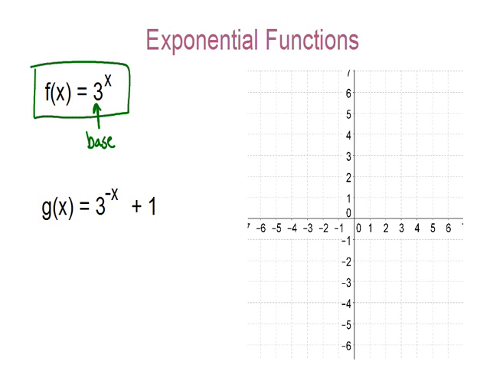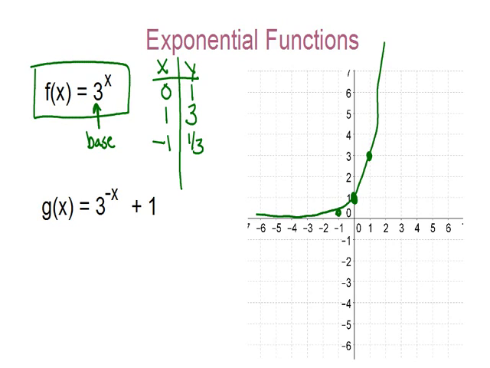The good news is that the parent functions will always go through this common point 0, 1, because anything to the 0 power is 1. Okay, and then if I put in x is 1, y is 3, this is the same one we did out really slowly before. X is negative 1, y is 1/3. Okay, and so we've got this general shape without the little bump there. Okay, so we could make a whole separate table for g of x, or we can look at transformations.